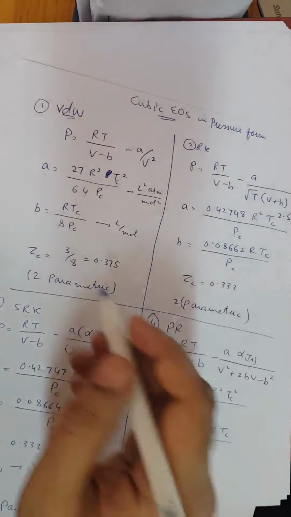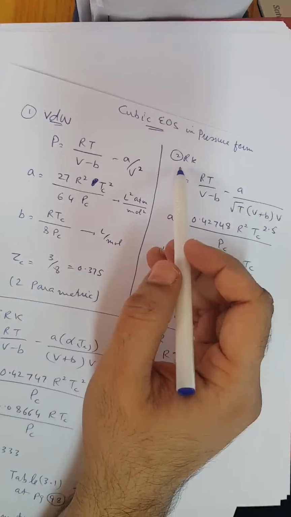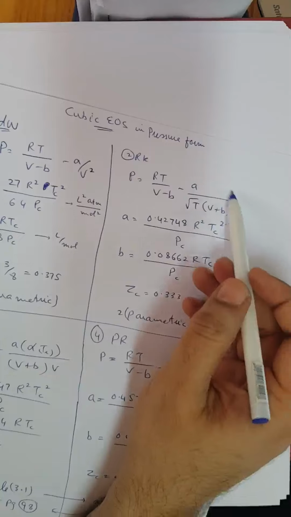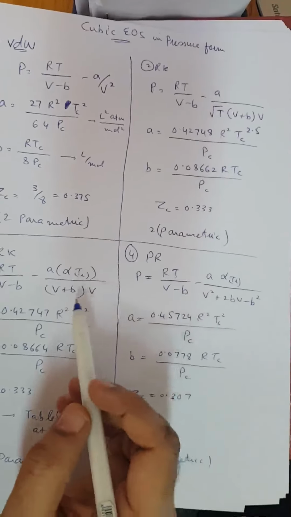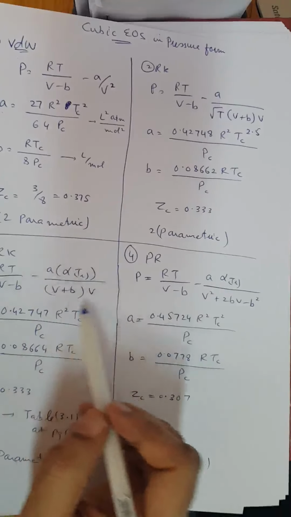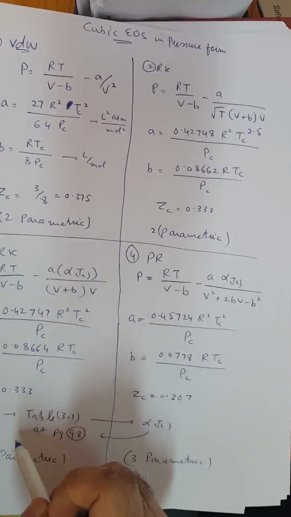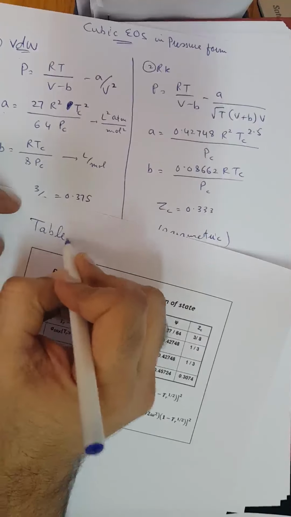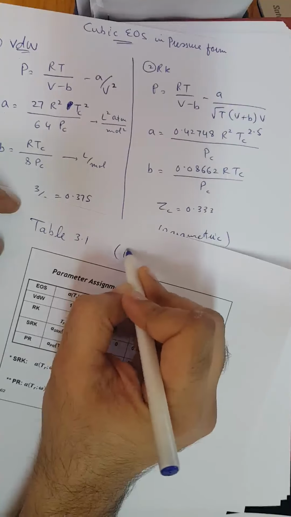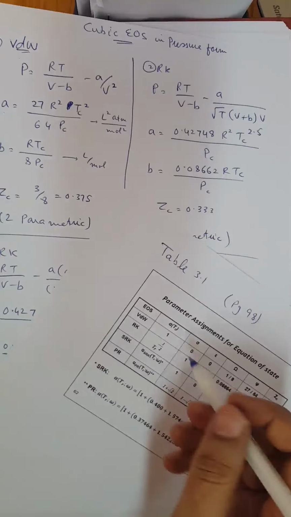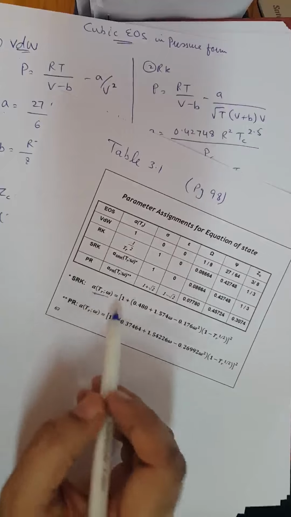Then we go with the RK. We also see the same equation, only the attractive term is different. Then you can go to the SRK. They have another attractive term, this alpha TR, which they have added, and you can get it from table 3.1, on page 98 of your textbook. This alpha TR is a function of omega.